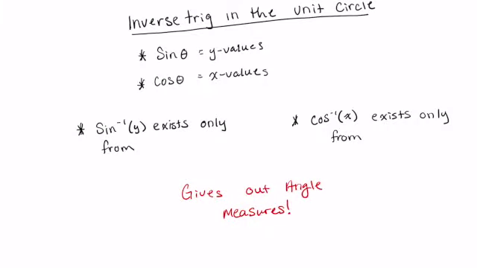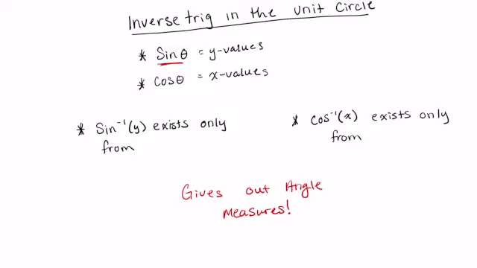Right, in this video, we're going to talk about inverse trig in the unit circle. I know that I have a video up that talks about finding specific values of sine and cosine when looking at angles within the unit circle. But now we're going to work backwards. We're going to look at the inverse trig in the unit circle. And so we need to remember just a few quick things.